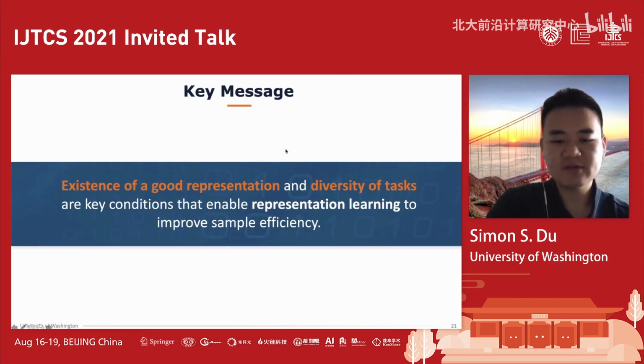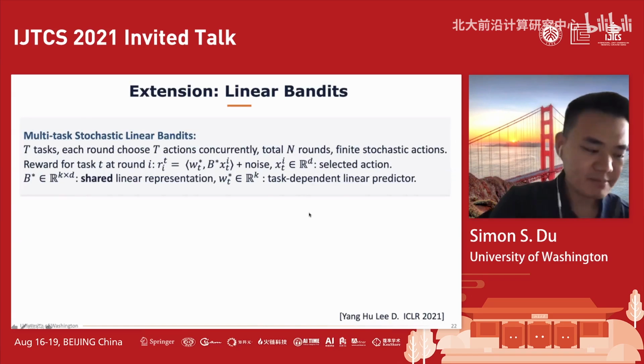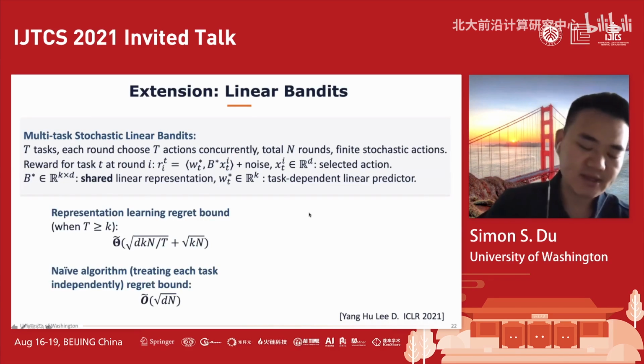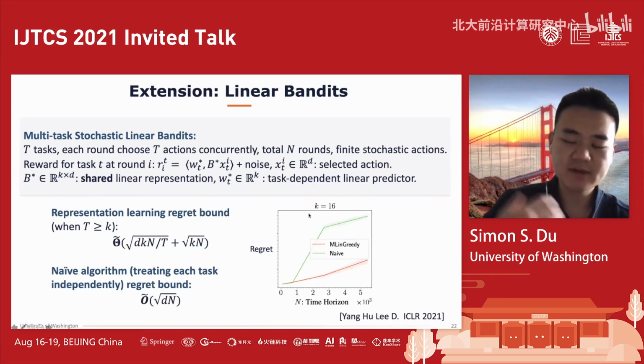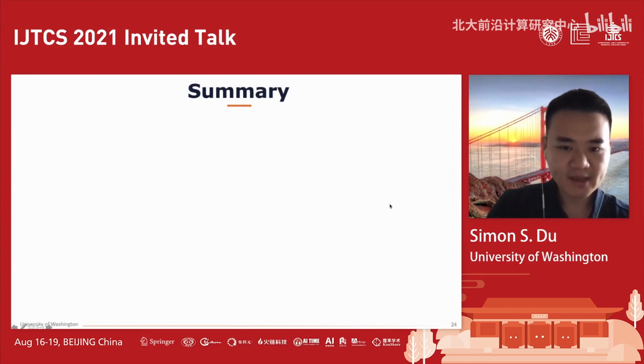The existence of good representation and this diversity of tasks are the key conditions that help representation learning to improve sample efficiency. I don't think I have time, but I'll just tell you that there's also an extension of our work beyond this supervised learning setting to the linear bandit setting, and I also think Li Wei and Qi Jin have results for reinforcement learning as well. So I'll ignore this part.